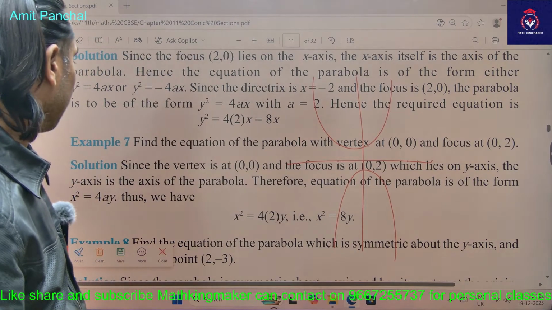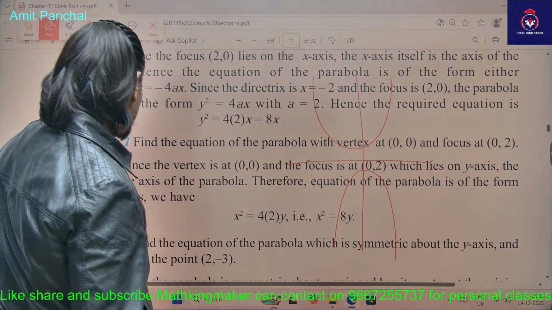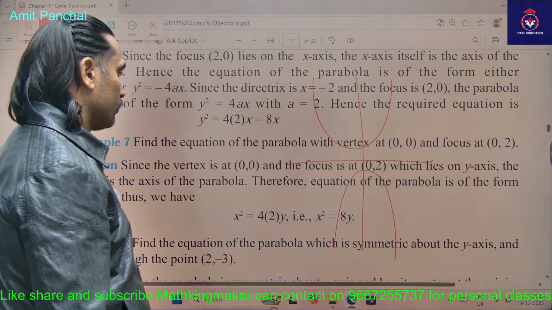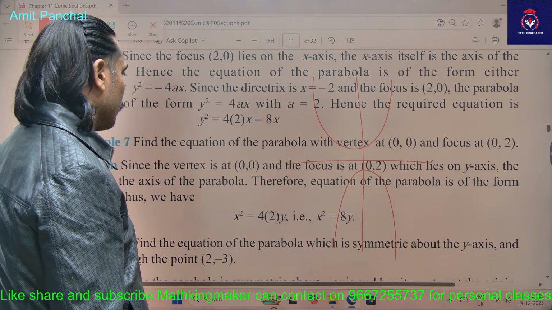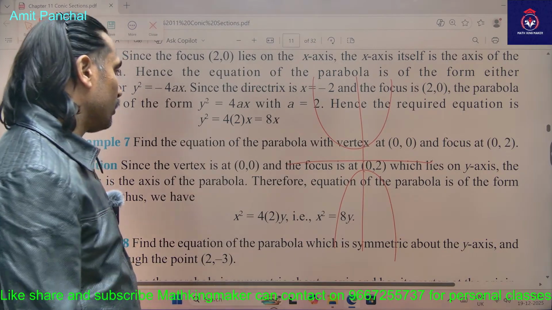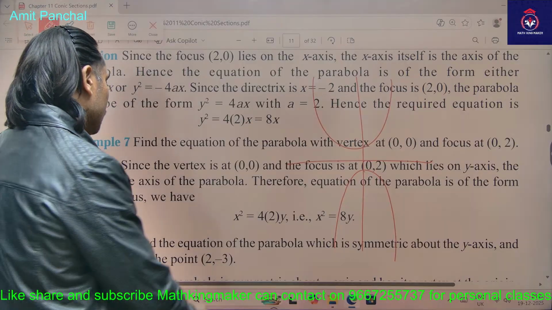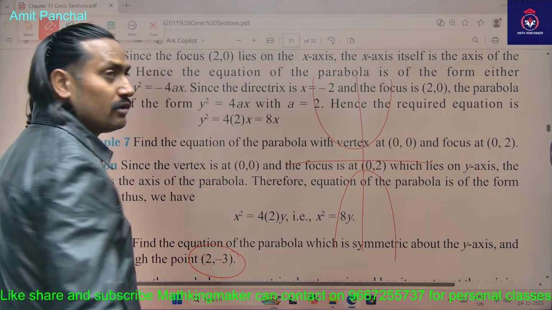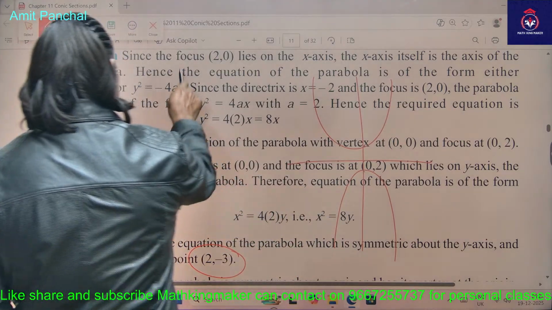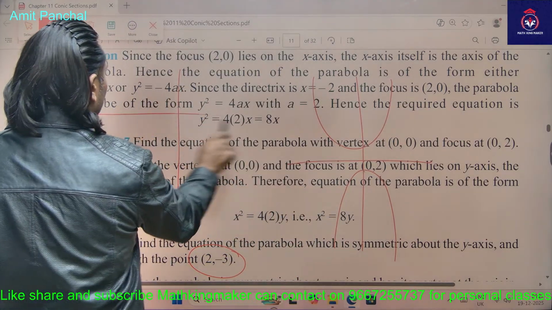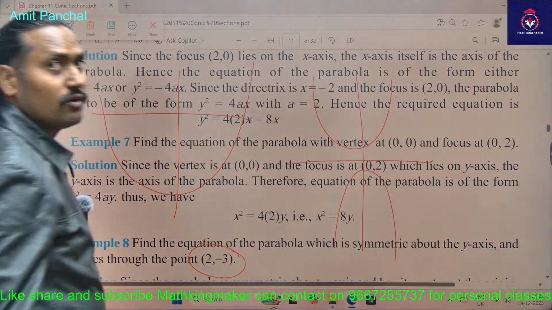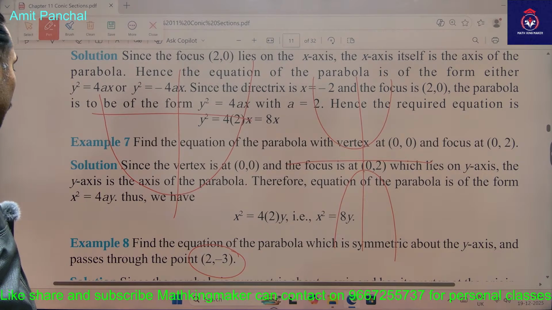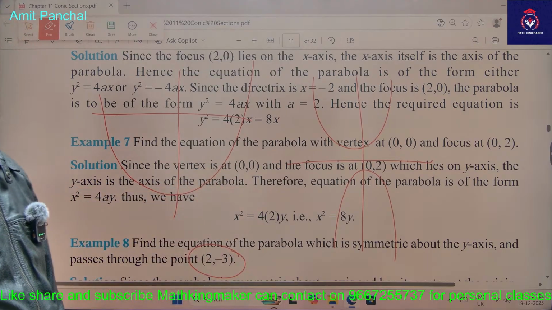What I'm saying is it should be downward because it passes through the point (2, -3), right? Which quadrant is it? The fourth quadrant. If it is passing through (2, -3), this parabola may be like this. Let us say this is your origin. So this parabola may be like this, and it will also pass through (2, -3).